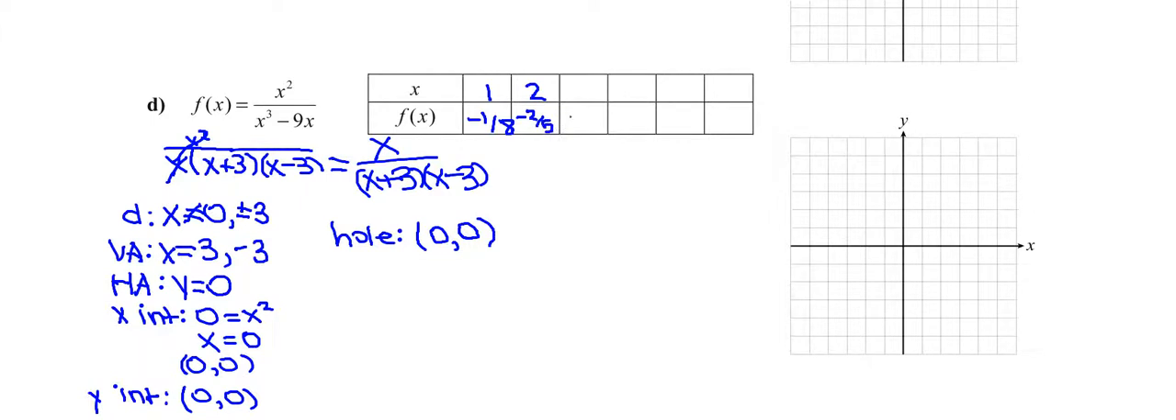So now let's move to the other side. When x is -1, f of x is 1/8. So there's a trend in this. You see that when you switch the negative signs, the f of x also switches. So now that we know that, we know that -2 is 2/5.